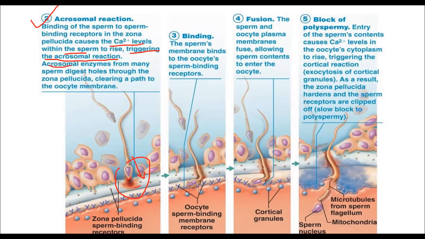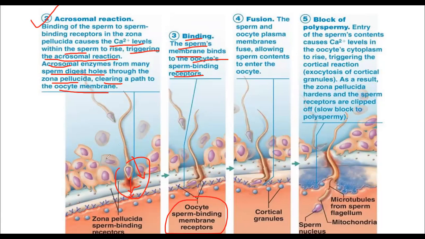Then this will digest the zona pellucida. Basically, a hole will be created in the zona pellucida so that the sperm can move forward for the fusion with the plasma membrane, clearing a path to the oocyte membrane. So till here the sperm has reached, now binding. The sperm's membrane will now bind to the sperm binding receptors of the plasma membrane. All these are receptor mediated movements.